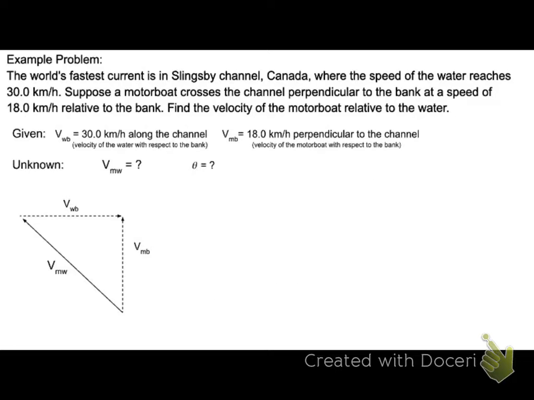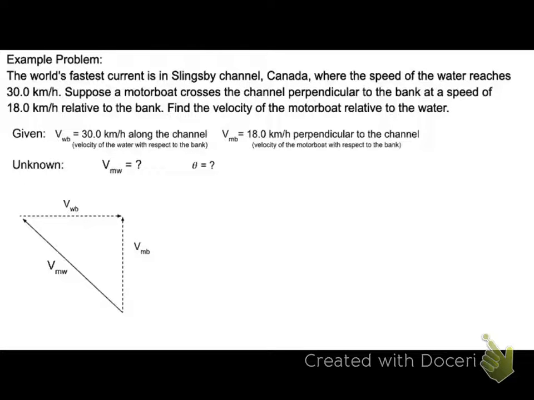Okay, here is another type of problem that you may see. The world's fastest current, so like an ocean current, is in Slingsby Channel, Canada, where the speed of the water sometimes reaches 30 kilometers per hour. Pretty fast. Suppose a motorboat is trying to cross that channel perpendicular to the bank at a speed of 18.0 kilometers per hour relative to the bank. Find the velocity of the motorboat relative to the water.